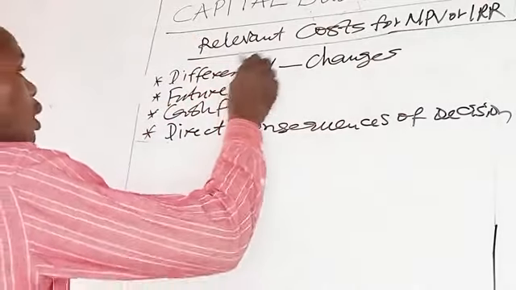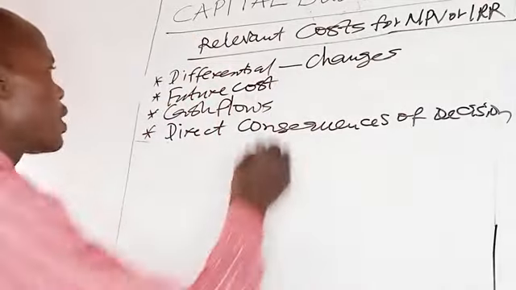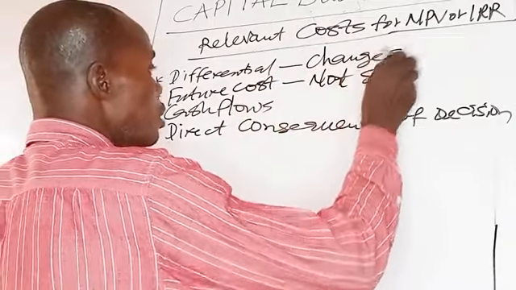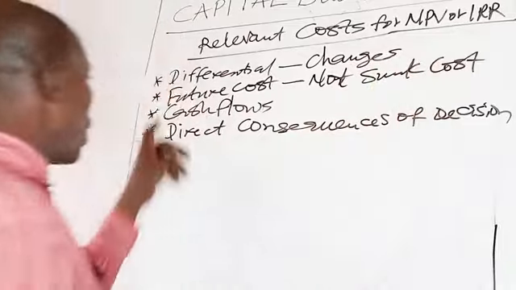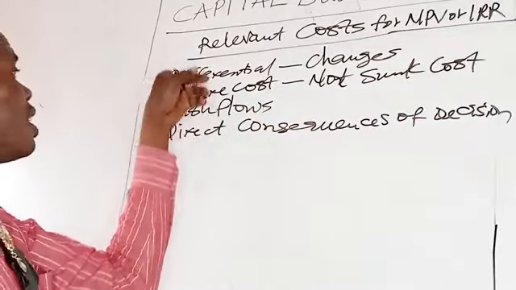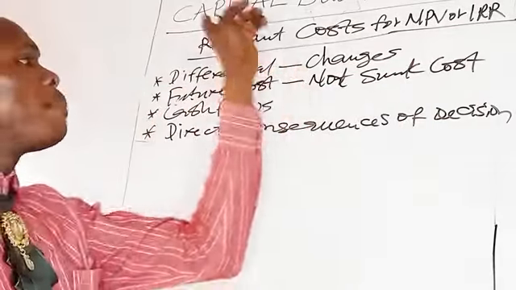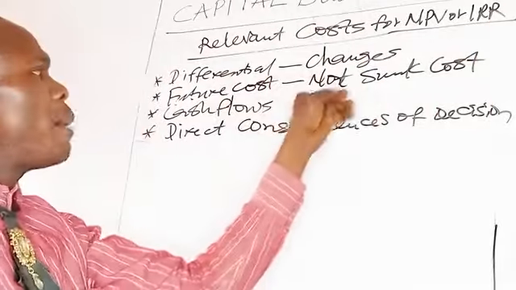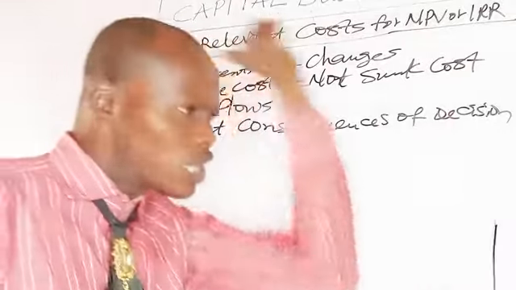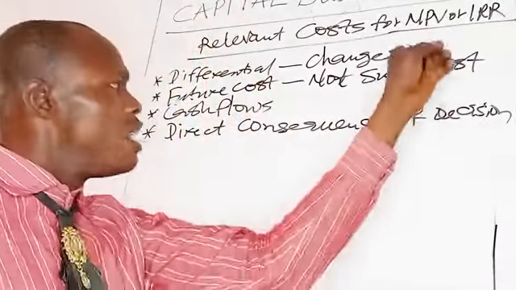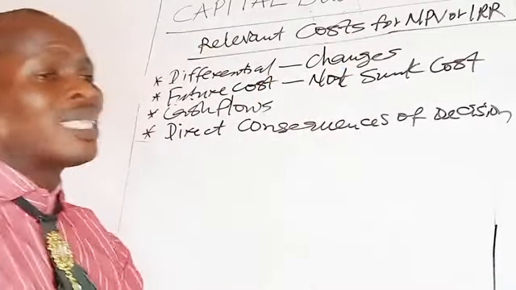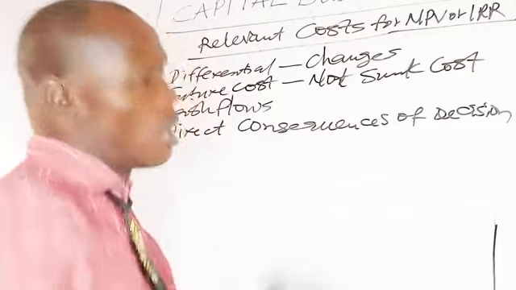Relevant costs are future costs. We said past costs are sunk costs. Sunk costs are past costs, and sunk costs are not relevant. That means for a cost to be relevant, it must not be a sunk cost. It must not be a past cost. If sunk costs are past costs, for a cost to be relevant, it must not be a cost that has been incurred before the project is launched.